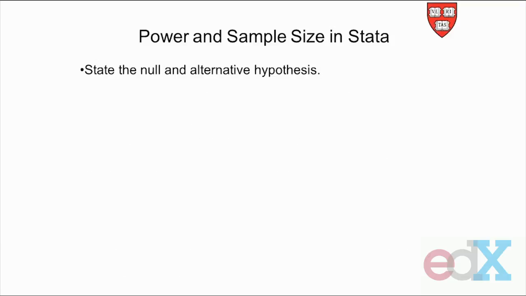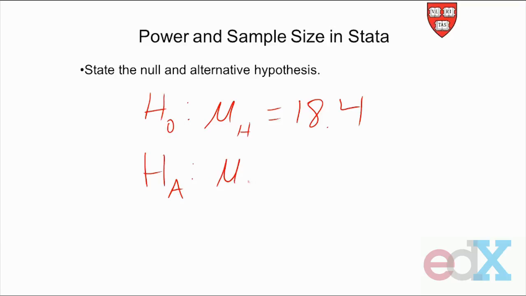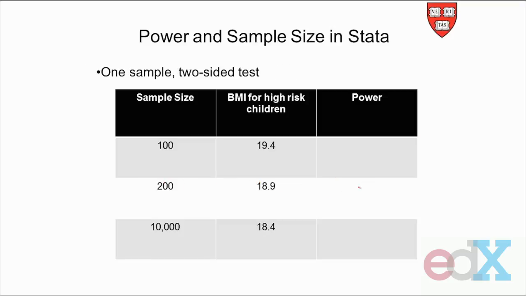So the first thing we want to do is state our null and alternative hypothesis. So our null hypothesis, H naught, is simply that the mean among the high-risk children is equal to the mean of all children, which is 18.4, and our alternative, we're going to use a two-sided alternative, that it's not equal to 18.4. Okay? So now we have various combinations we want to compute power for. So we're going to compute power first.